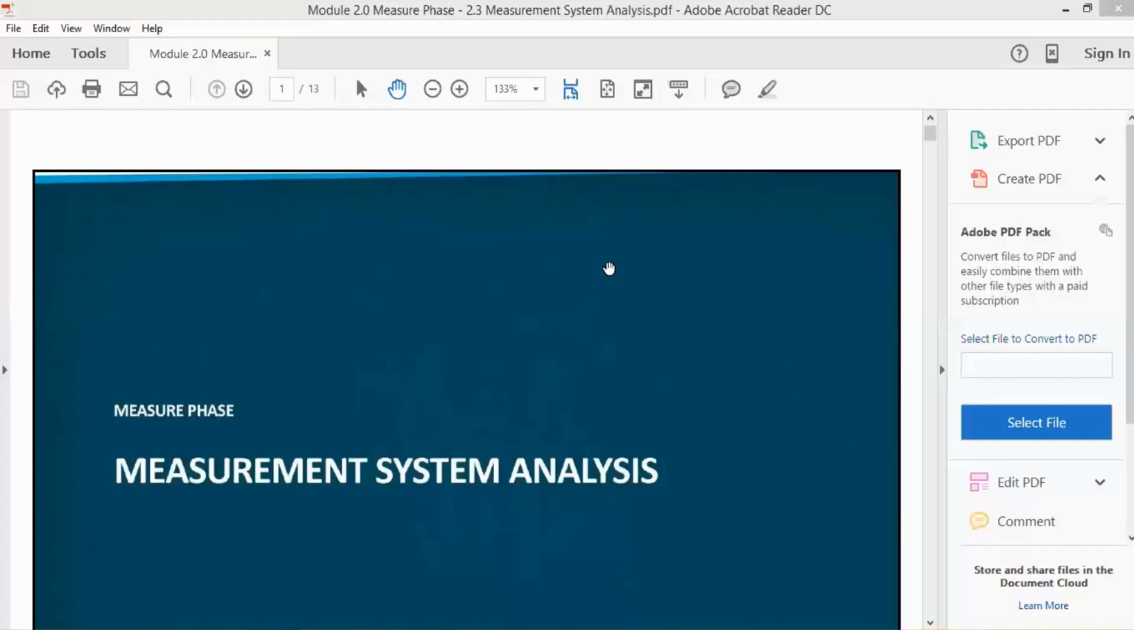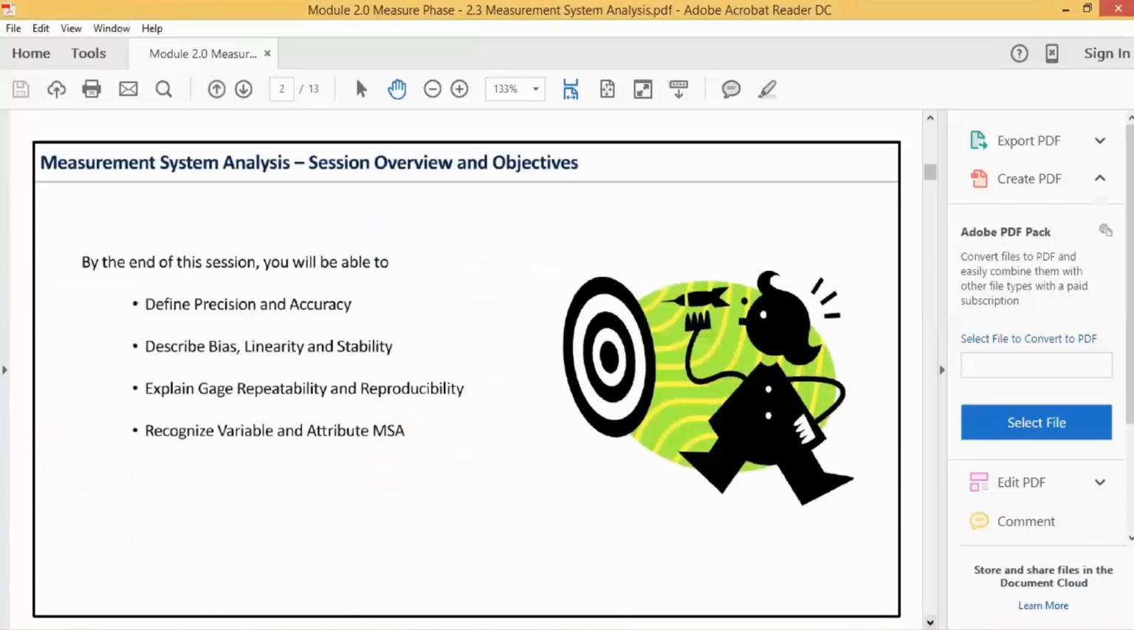Now we come to the measure phase, module 2, section 3, in which we have the measurement system analysis. By the end of this session, you will be able to define precision and accuracy, describe bias, linearity and stability, explain gauge repeatability and reproducibility, and recognize variable and attribute MSA. MSA is nothing but measurement system analysis. As we go along, you will understand what MSA is.